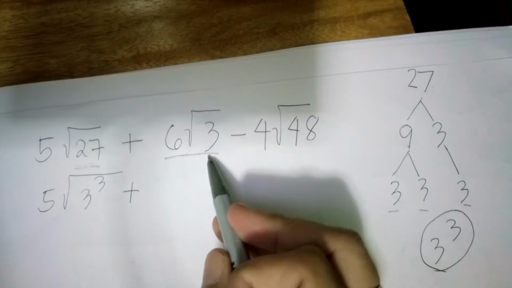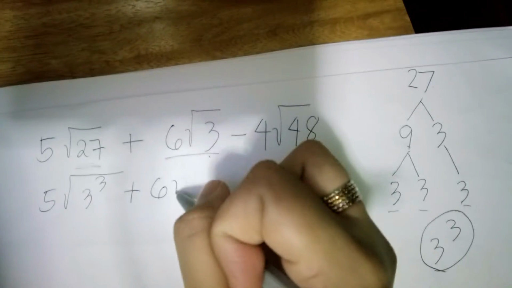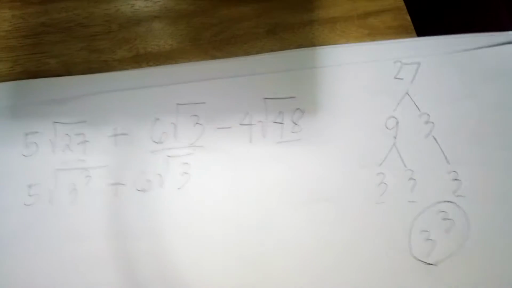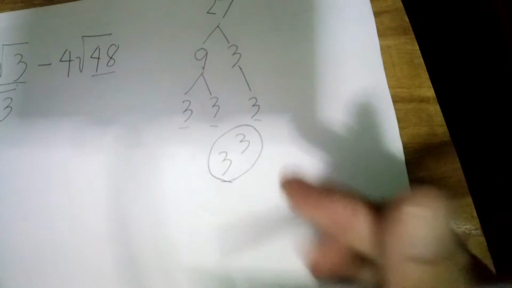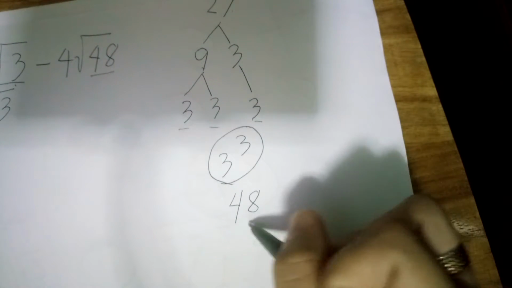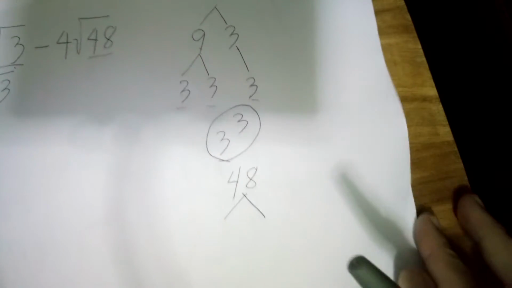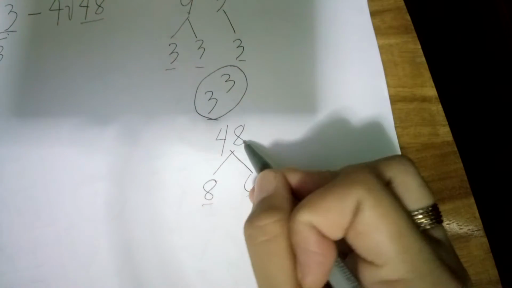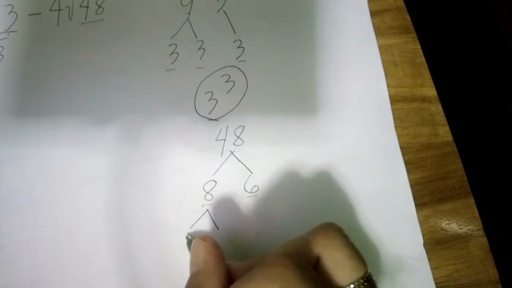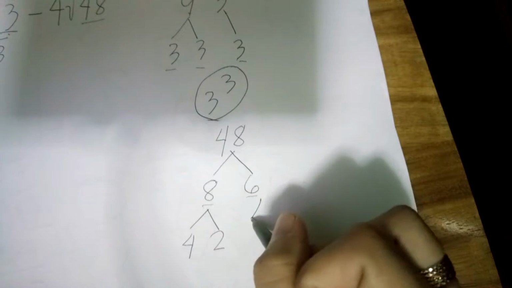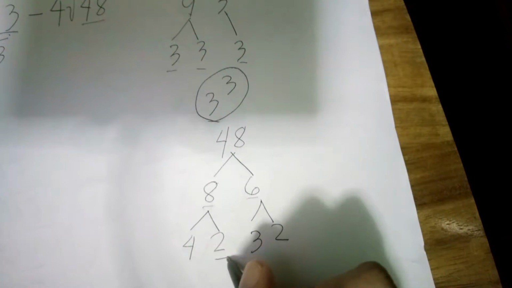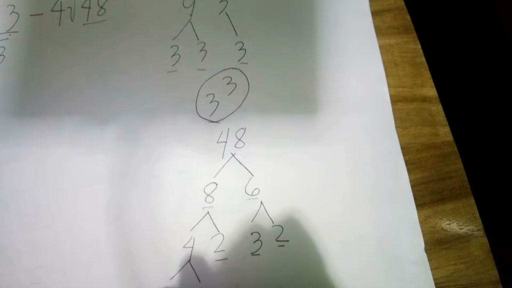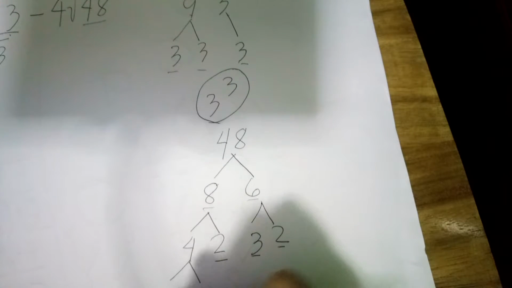Now of course this one is already prime, so you will just copy 6 square root of 3. Now we will get the prime factors of 48. To get the prime factors of 48, we need to get the factors of 48. So we have 8 and 6, because 8 times 6 is equal to 48, and 8 can still be factored out: 4 and 2, and this one also 3 and 2. Now 2, 3 and 2 are already prime, but 4 can still be factored out: 2 and 2. 2 times 2 is 4.